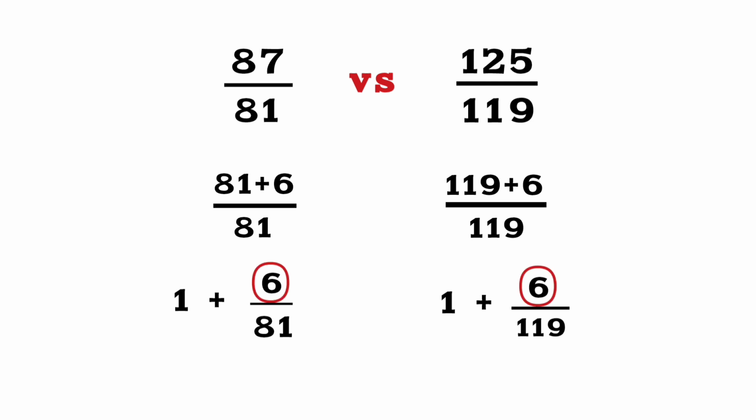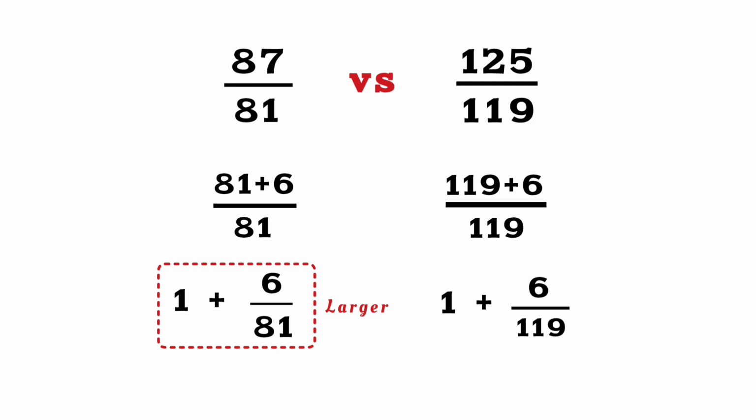The numerators on both sides are the same, but the denominator 81 is smaller than 119. That means 6 by 81 is larger, and when a larger number is added to the same quantity, it will result in a larger value. That gives 87 by 81 larger than 125 by 119.